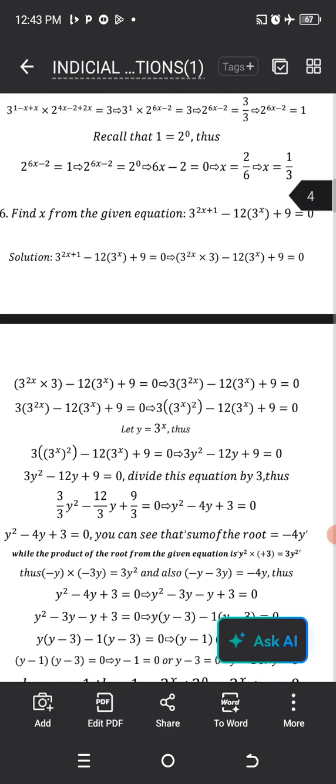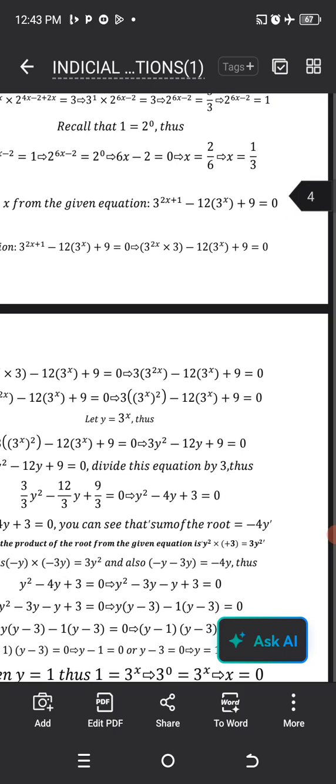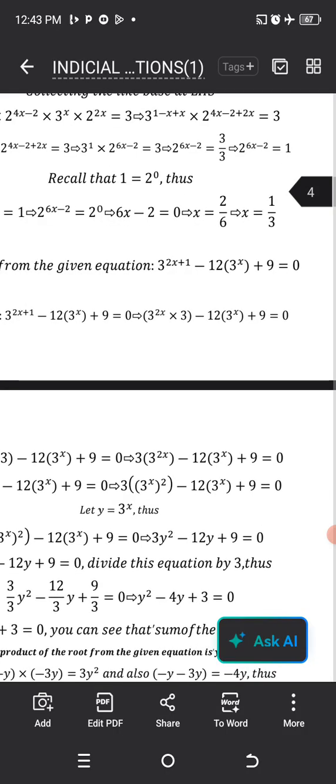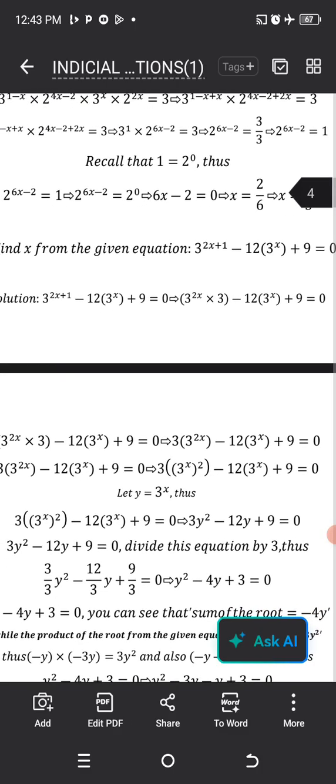Example 6 says, find x from the given equation. You can see that this one is a little bit complex compared to the 5 previous examples I've explained and solved. The equation given is 3 raised to power 2x plus 1, minus 12 inside parentheses 3 raised to power x, plus 9 equals 0. So how can you solve this?